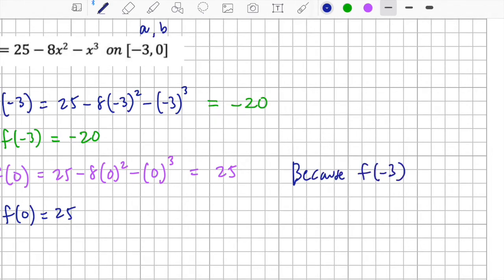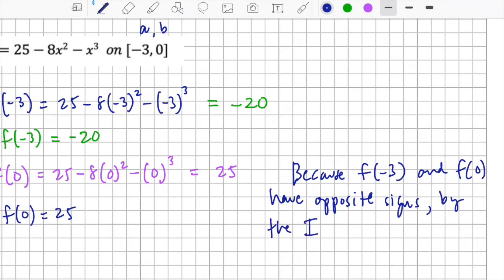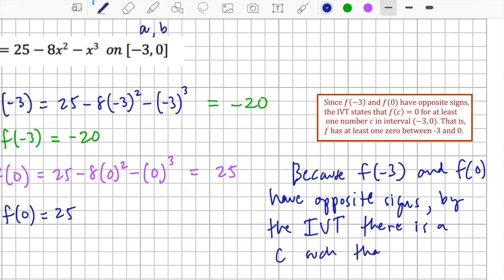Because f of negative 3 and f of 0 have opposite signs, by the intermediate value theorem, there is a c such that f of c equals 0.